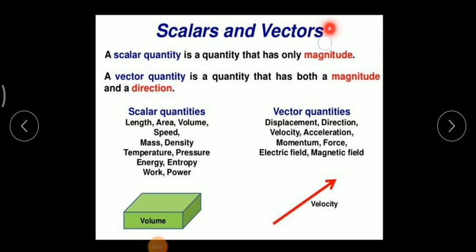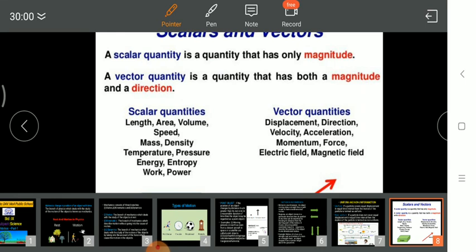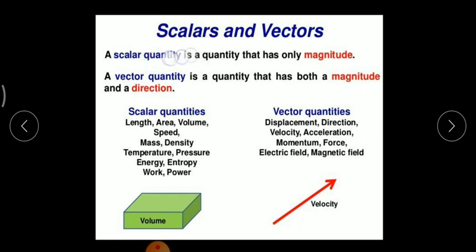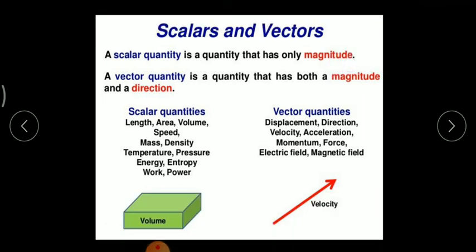Now, scalar and vector quantities. Scalar quantities are those quantities which have only magnitude. Magnitude simply means a number, whereas vector quantities are those quantities which have magnitude as well as direction. The simplest way to understand it is that a scalar quantity does not depend on direction. For instance, take mass, which is the amount of matter present in a substance. If I change the direction, that quantity will always remain fixed. So mass is a scalar quantity and it requires only magnitude. Whereas vector quantities require magnitude as well as direction.